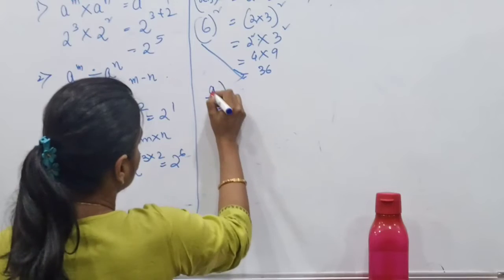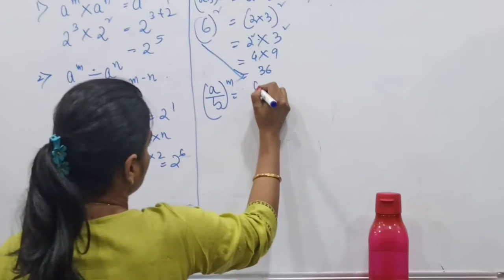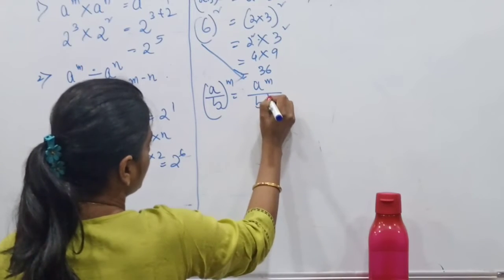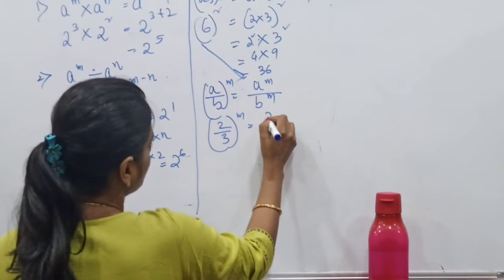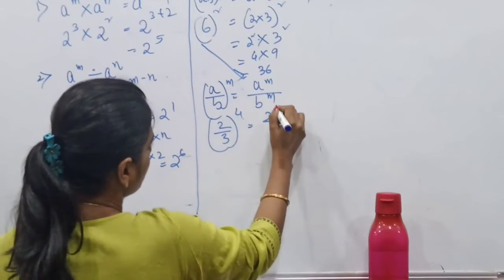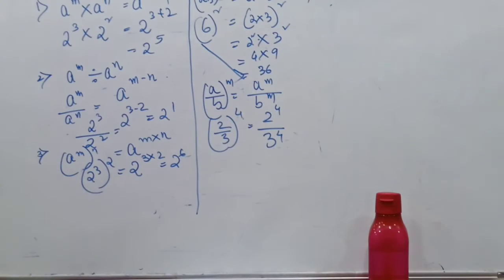Similarly, if here it is multiplied, if it is divided, then it will be a to the power m divided by b to the power m. 2 by 3 whole to the power m. So suppose it is 4, 2 to the power 4 by 3 to the power 4.